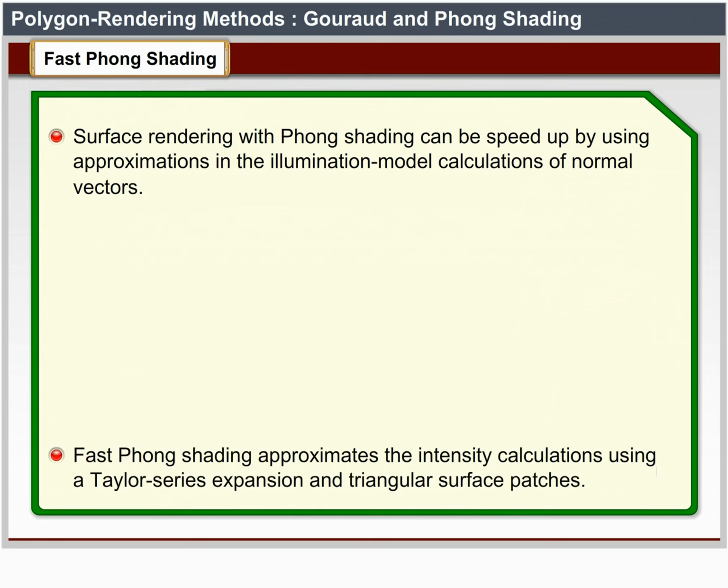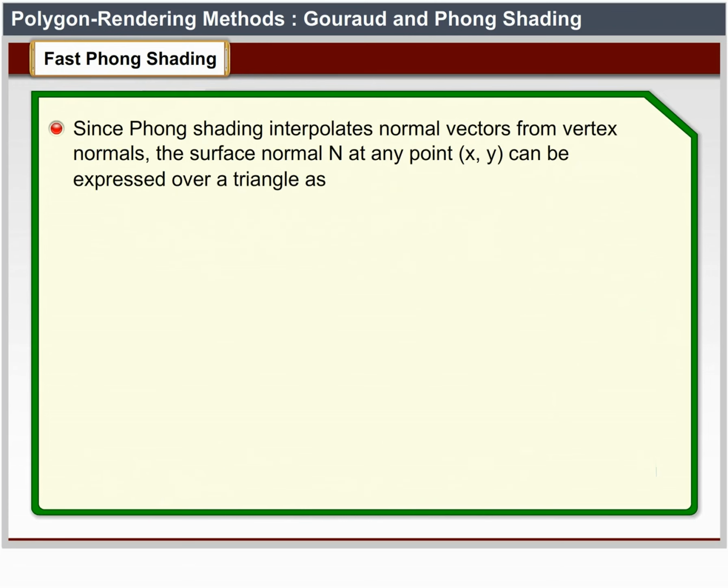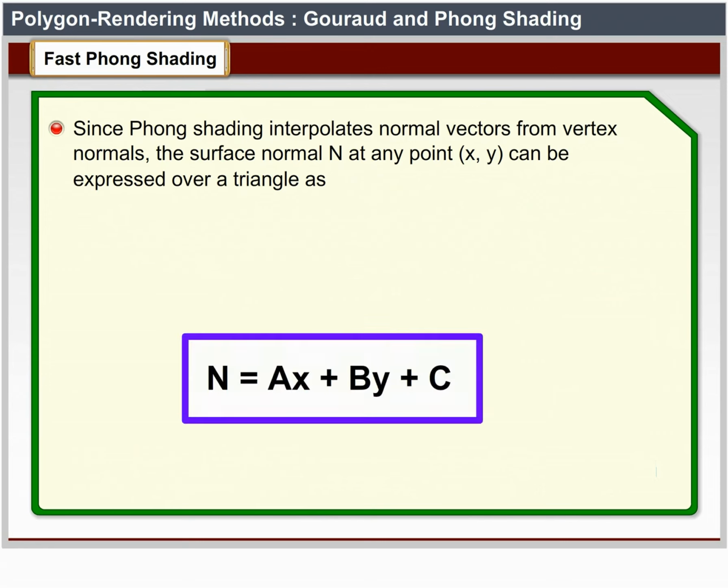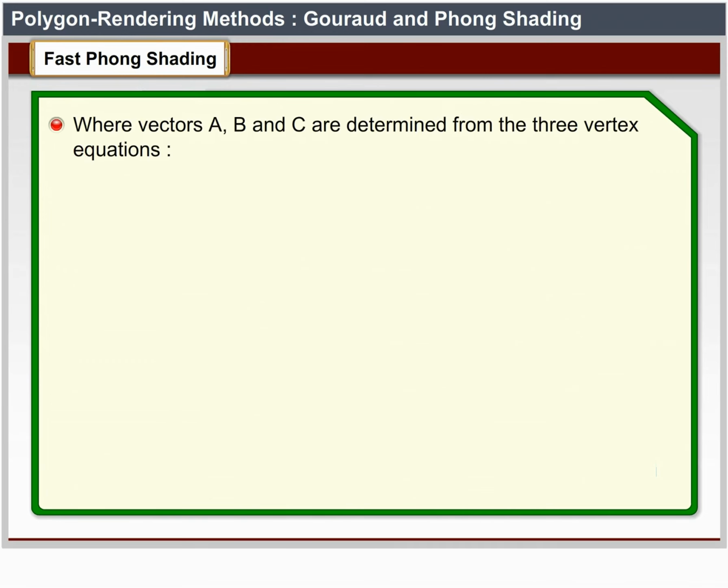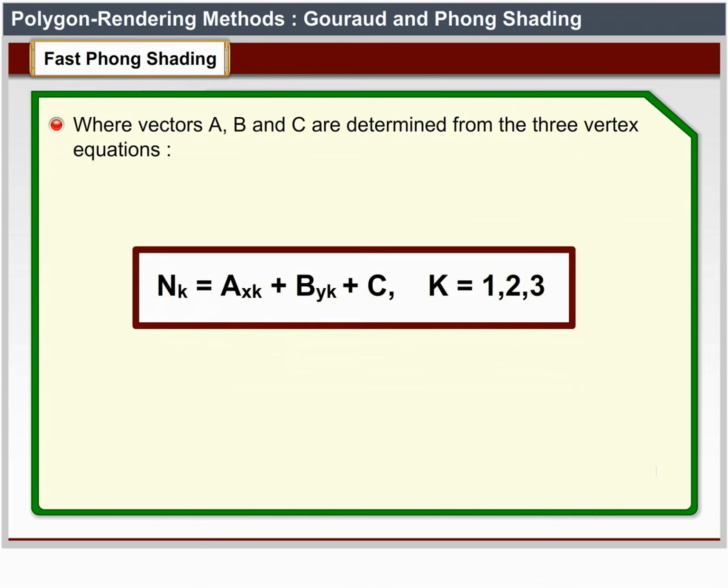Since Phong shading interpolates normal vectors from vertex normals, we can express the surface normal n at any point x, y over a triangle as n equals ax plus by plus c, where vectors a, b, and c are determined from the three vertex equations nk equals a xk plus b yk plus c, k equals 1, 2, and 3, with xk, yk denoting a vertex position.